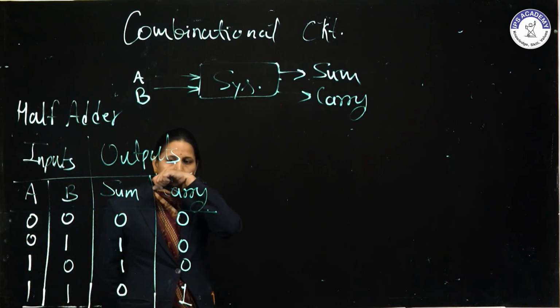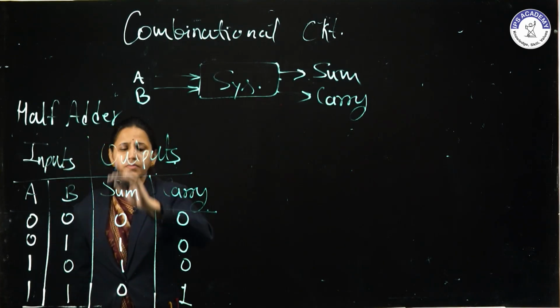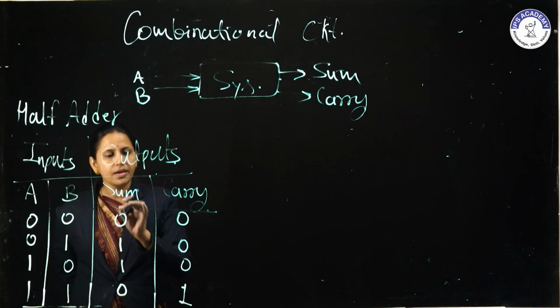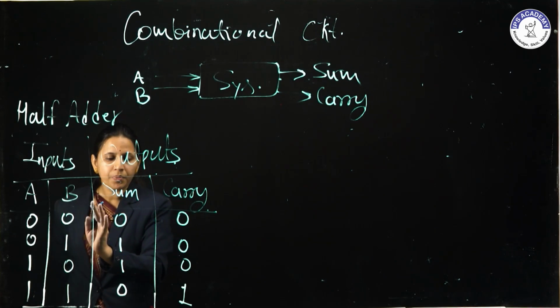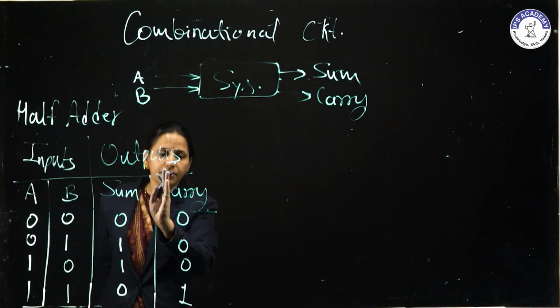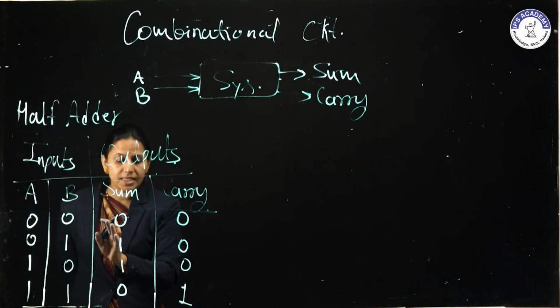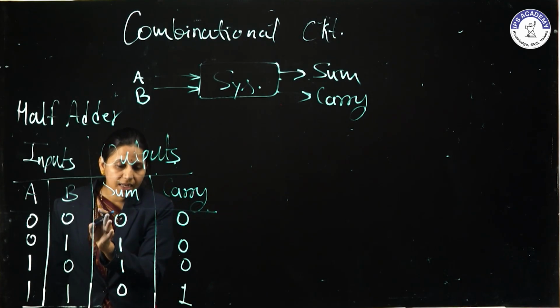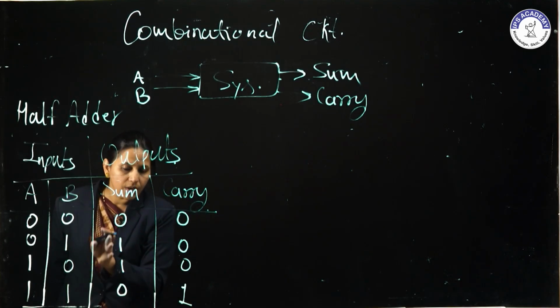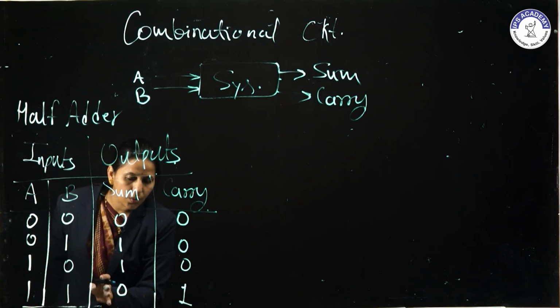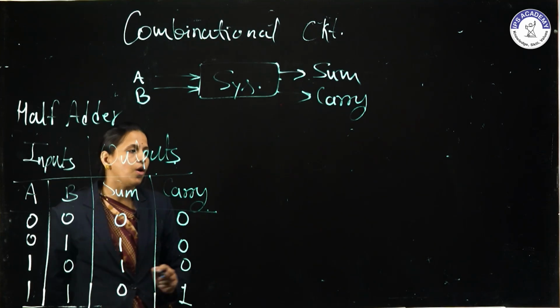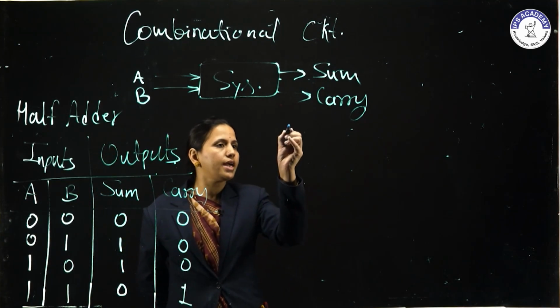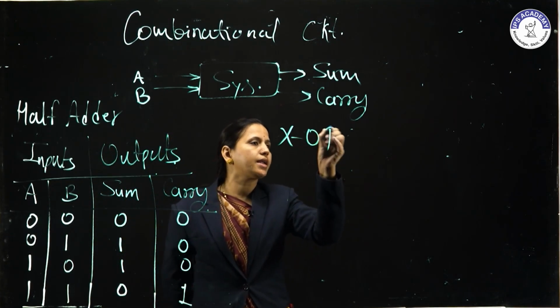Now, for designing the half adder, we need to identify the gate for sum and for carry. So we see that the sum result is 0 1 1 0. So 0 1 1 0 indicates the output of the exclusive OR gate. Exclusive OR gate means XOR gate.